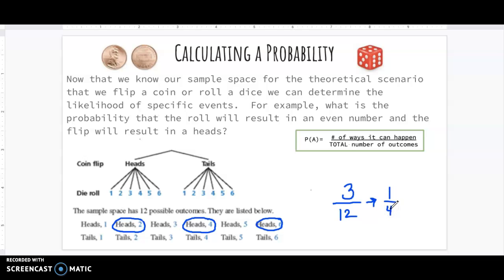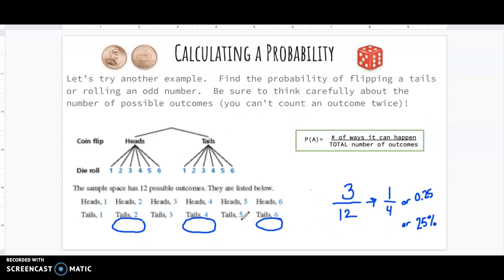We could say our probability is 1/4, or we could say the decimal equivalent, which is 0.25, or we could also say we've got a 25% chance of flipping a heads and rolling an even number. Okay, so now let's look at another scenario.